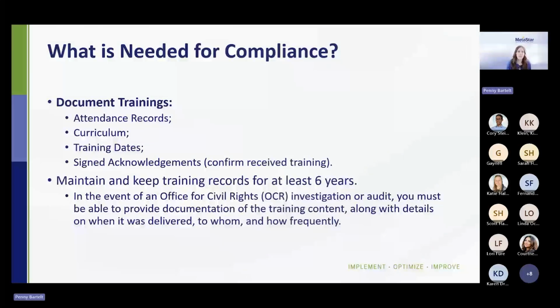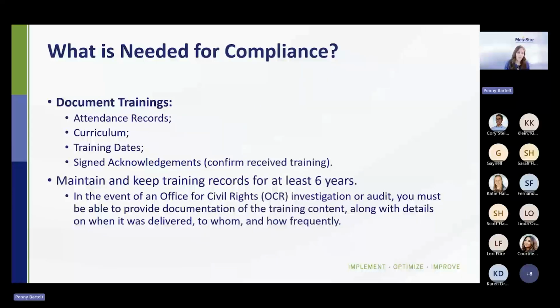So what is needed for compliance? Documentation, right? We all know this. If you don't document it, it's really hard to go back and prove what you did or didn't do. So the documentation requirements are your attendance record. So who was there, the curriculum, the training dates.